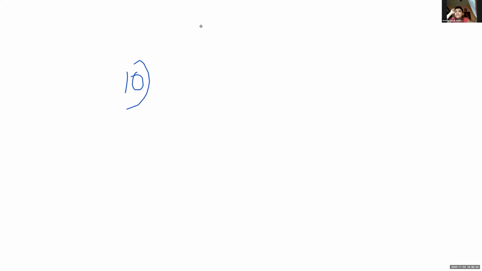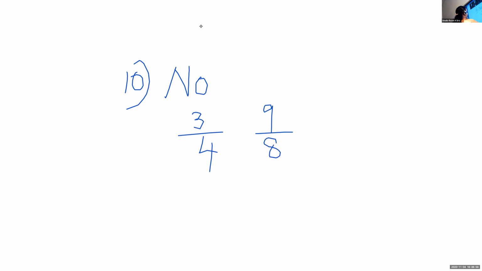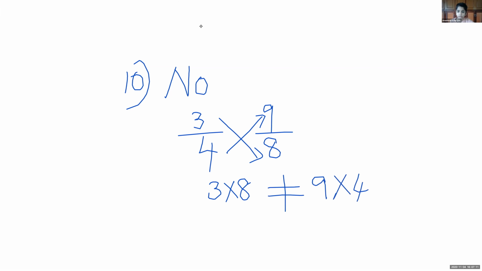So children, you can write question number 10. Then you can write below that on the same line the steps. 3 by 4 and 9 by 8, cross multiply and write the answer. 3 into 8, what is 3 into 8? 24. It is not equal to 9 into 4. Ma'am, we have only one line. I know only one line you can write.